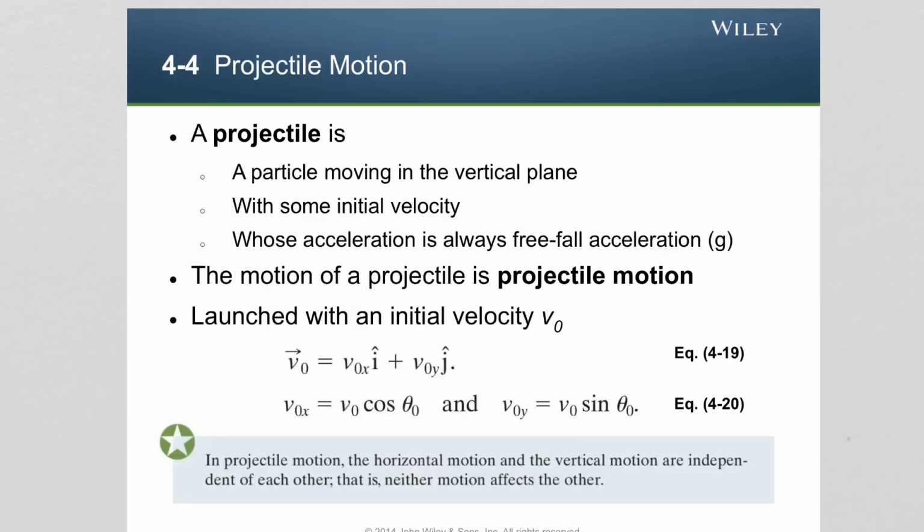Now let's discuss two specific types of multidimensional motion: projectile motion and uniform circular motion. Let's start with projectile motion. A projectile is a particle that is moving in the vertical plane with some initial velocity, with acceleration that is always equal to the free fall acceleration g. The motion of a projectile is called the projectile motion.